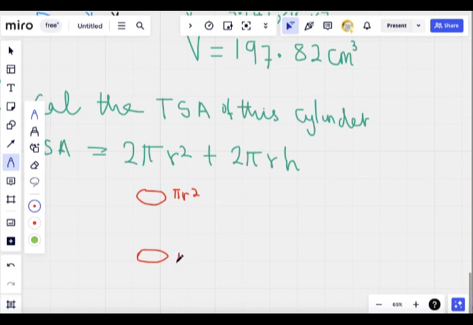Because here is pi r squared plus pi r squared. If you add pi r squared plus pi r squared, you get 2 pi r squared. Or you just say, since there are 2, this pi r squared times 2 becomes 2 pi r squared. You get that? So I've explained how we got this first part of the total surface area of the cylinder.